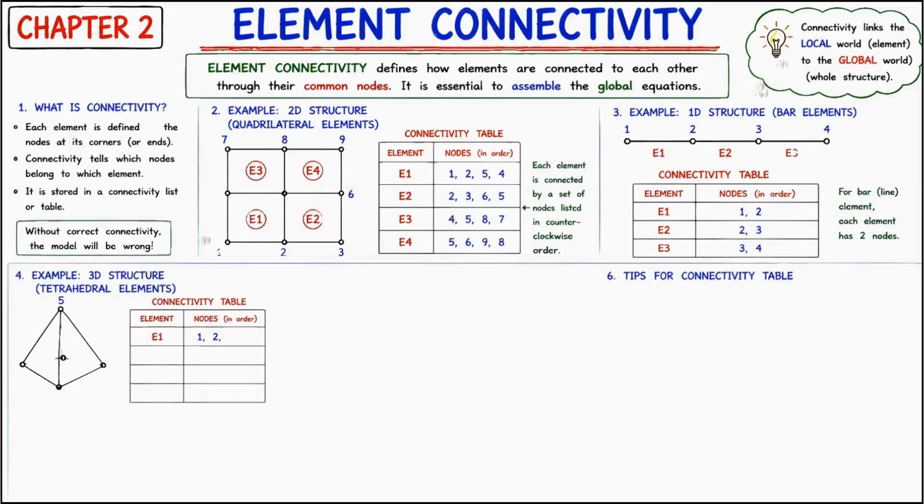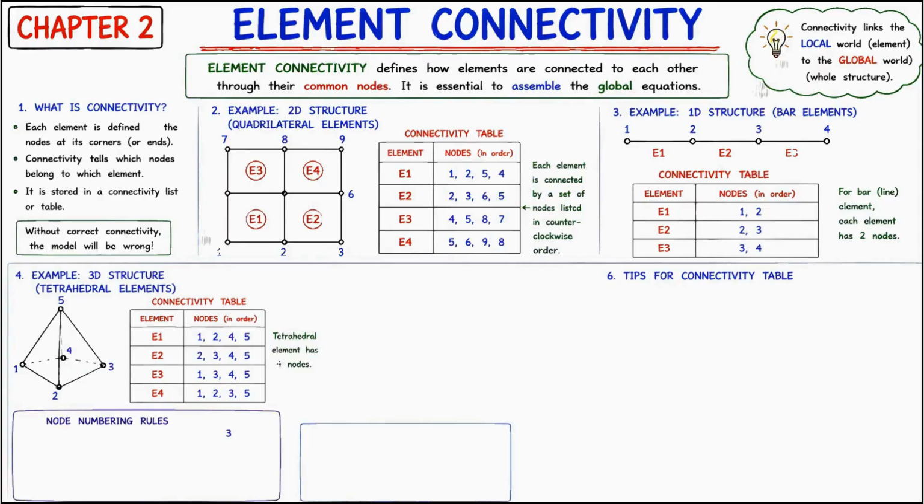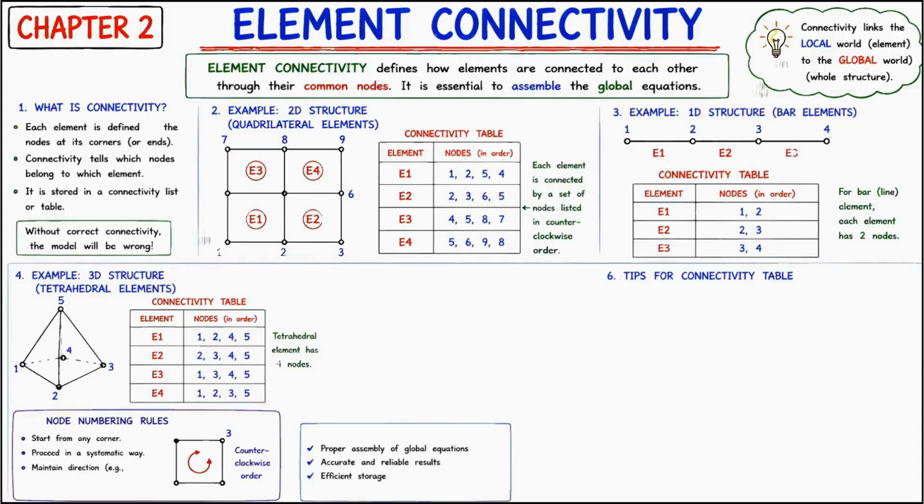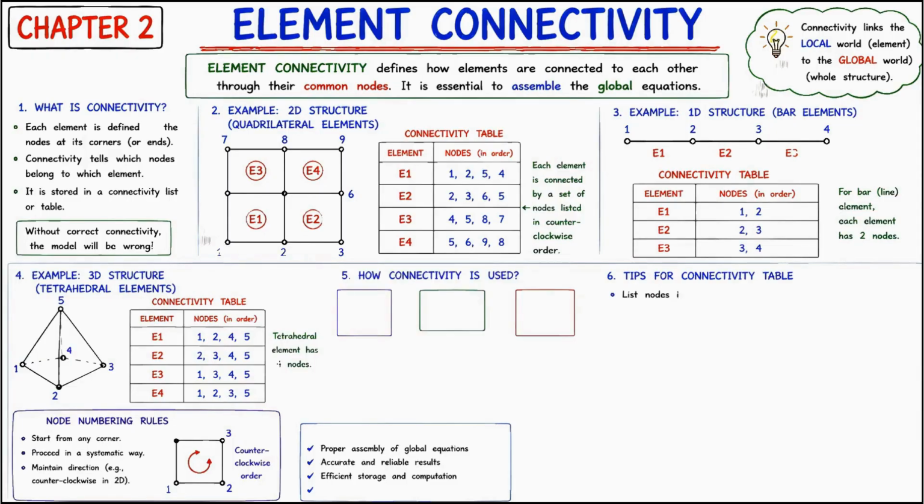This information is stored in a connectivity table. The connectivity table acts like an address book for the finite element model. It tells the software exactly which nodes belong to each element and in what order they are connected. Now look at the one-dimensional example on the right. Here, 3 bar elements are connected using 4 nodes.